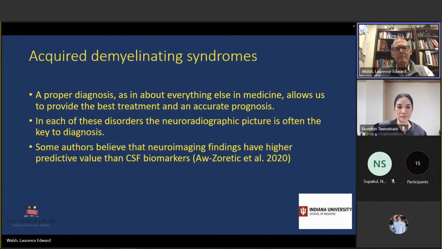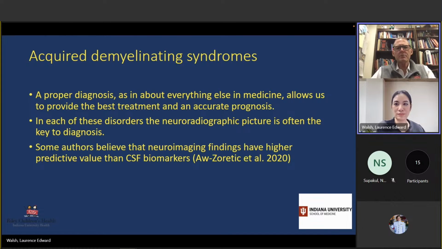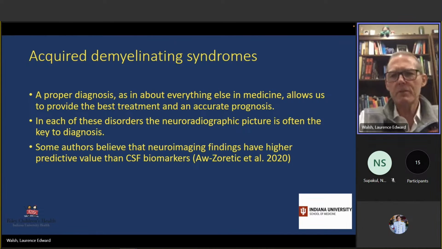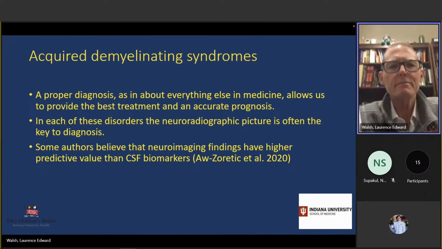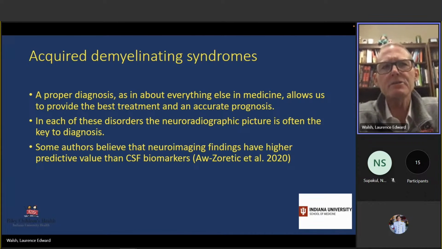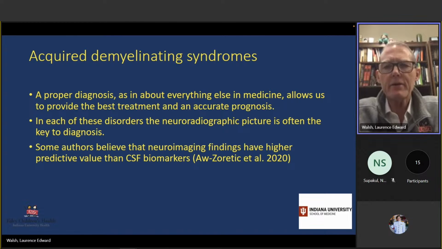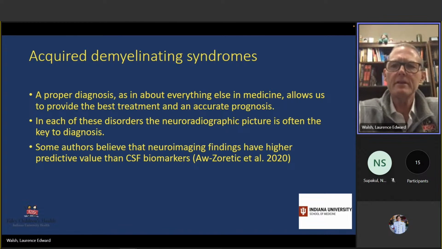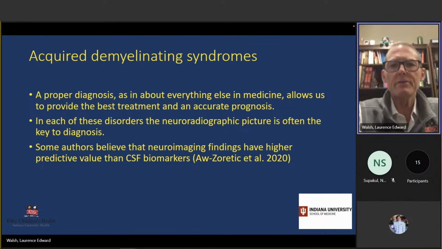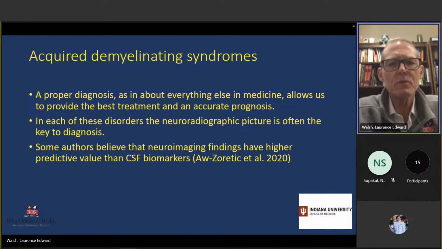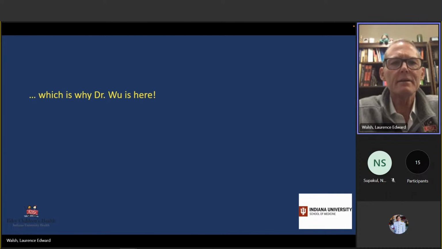So why do we care about trying to separate these things out as much as we can? Well, just like about everything else, a proper diagnosis is important to understand what the child is going to do and how to treat them. And I think it is vitally important for you and us, as neurologists, to understand that the neuroradiographic picture may be the key to diagnosis in a lot of these things, if not all of them. As that gets more and more fine-tuned, some authors believe that it's better than even the CSF biomarkers, which I clearly do, in a lot of cases. And that's why Dr. Wu's here.